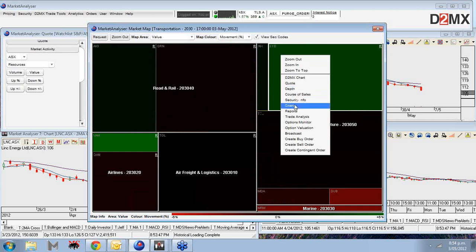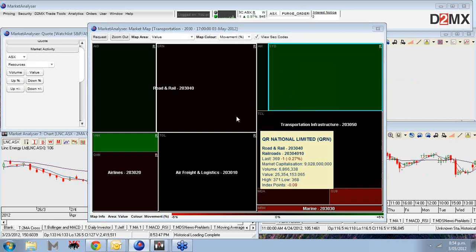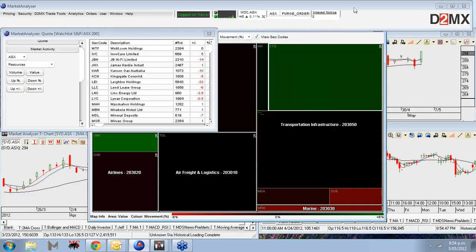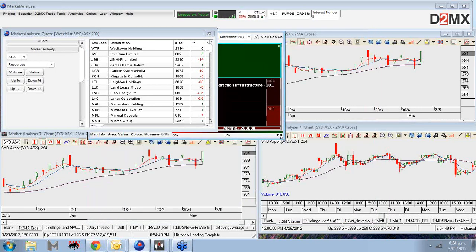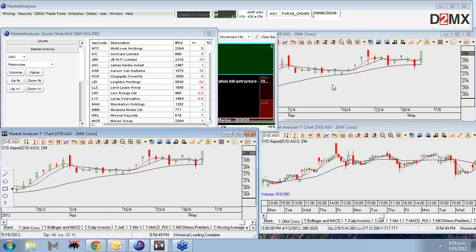Right click on it and broadcast, and the charts in the background have been updated with the information from Sydney Airport. So in here we've got the different charts, and now we're looking at Sydney Airport and what's been happening in Sydney Airport today.